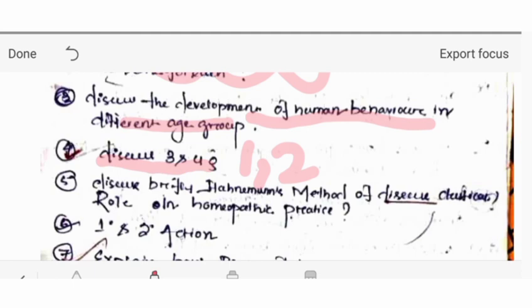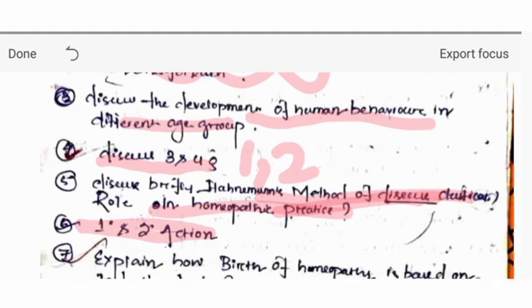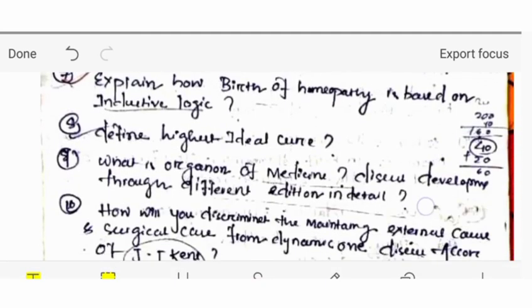Then the question comes on disease. From the disease topic, what is the question? Discuss briefly the Hahnemann method of disease classification and its role in homeopathic practice. For disease classification, you should write aphorism 73 with its role in homeopathy: how acute disease case taking occurs and how chronic disease case taking is done. Then primary action and secondary action, aphorism 63.